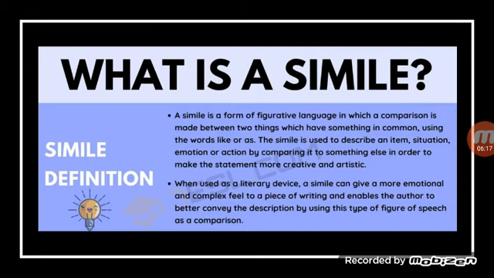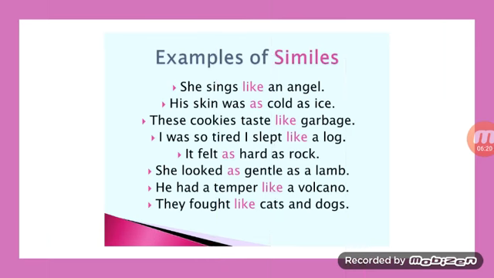So for description it is used. Now let's look at its examples. Here are the examples of similes. She sings like an angel. Now in this sentence the word like is used, and the person, the girl about whom we are talking in this sentence, her singing has been compared to that of an angel. So the girl's singing is mainly compared with the angel. So you can find a type of comparison in this sentence, and you can find the word like in this sentence. So this is an example of simile.